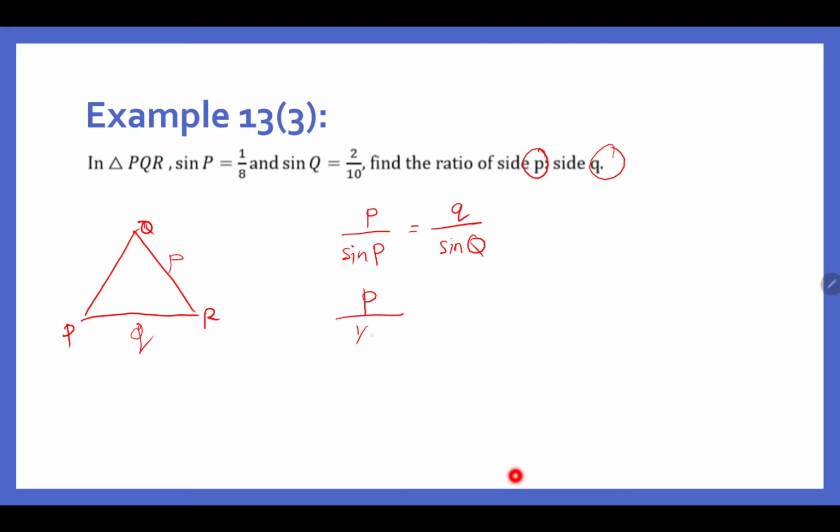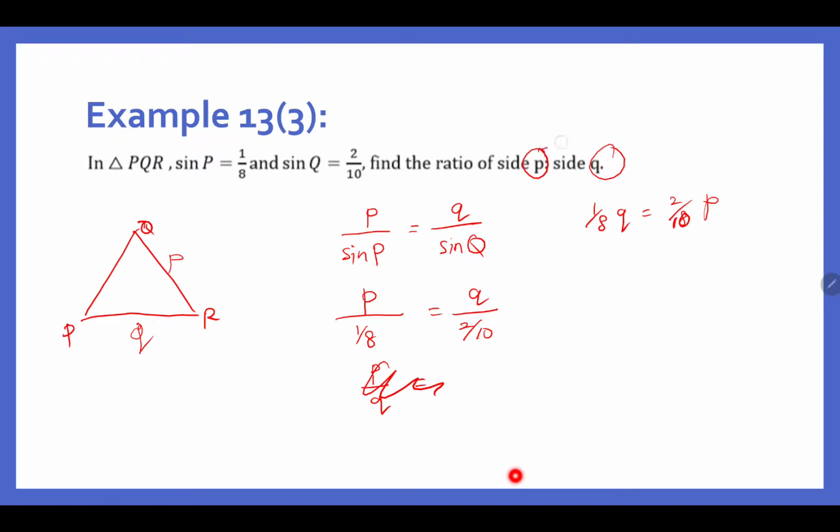Sin P equals 1 over 8, q over sin Q is 2 over 10. Okay, so kita nak cari ratio p to q. So q bawa ke sini jadi macam ni. So p bahagi q maksudnya ratio p to q lah. So kita selesaikan. Sebelum dapat ni kita dah silang dulu. 1 over 8 q equals 2 over 10 p. Okay, dah silang kan.